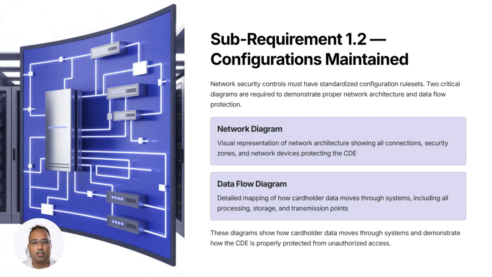Sub-requirement 1.2: Configurations maintained. Network security controls must have standardized configuration rule sets. Two diagrams are required, one for networks and one for data flows. These show how cardholder data moves through systems and how the CDE is protected.